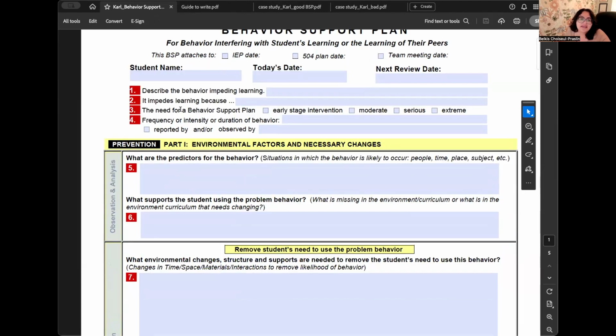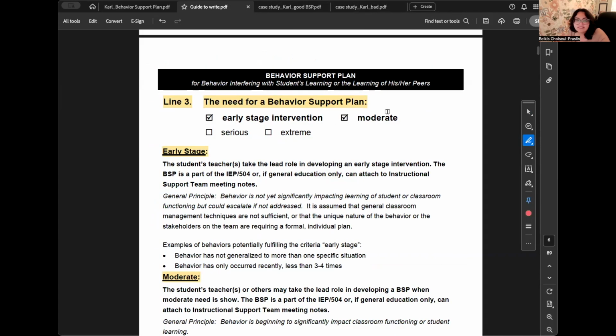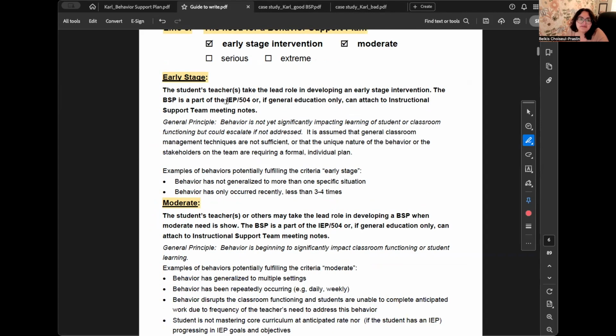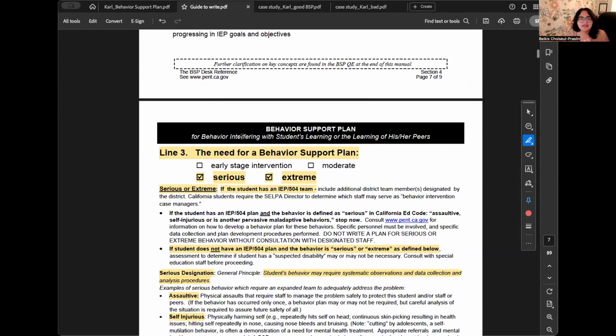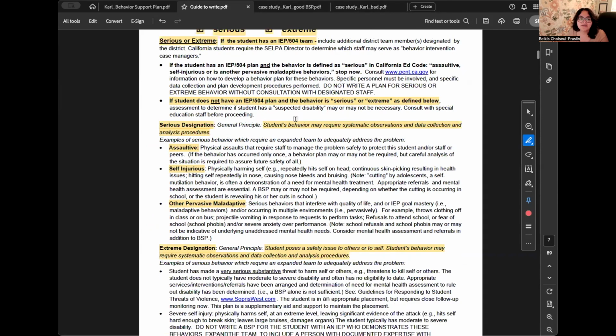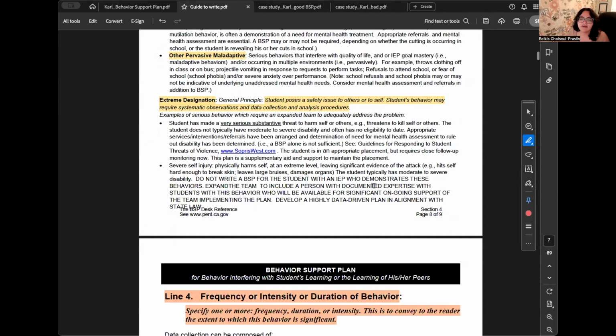But line number 3, the need for this behavior support plan. Is it an early thing that we're catching? Is it a moderate need? Is it serious? Is it extreme? How do you know the difference? The guide tells us. The guide tells us how to determine if the behavior that we're trying to support is early stages, if it's moderate, if it's serious or extreme. It gives us lots of information here to really know what to do and what to choose.